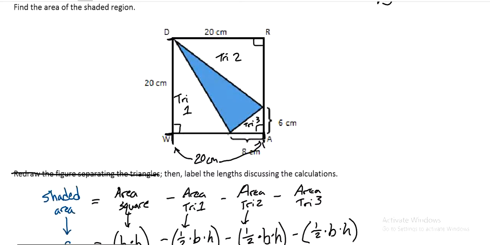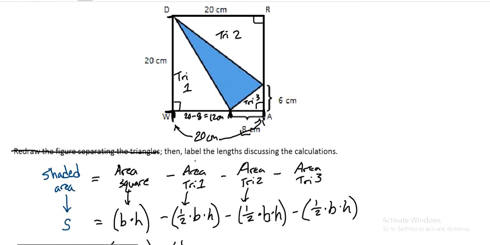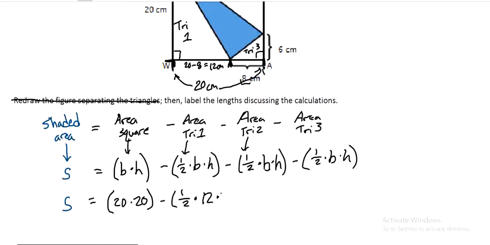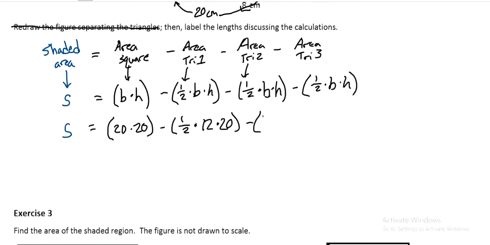But I only want the distance from here to here. So I have to look, I see how this is 8 centimeters. So this distance right here is 20 minus 8, which is 12. So the base of triangle 1 is 12 centimeters, times, and we said the height was 20. Minus, moving on, 1/2 stays times base.